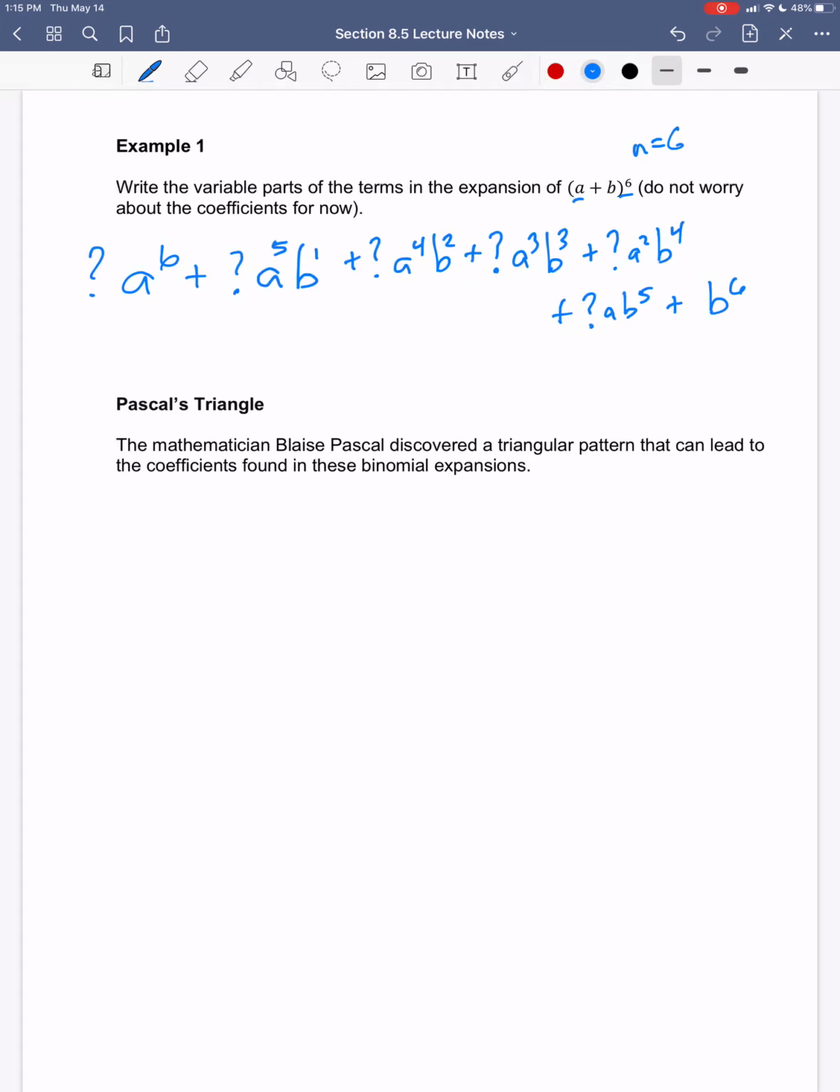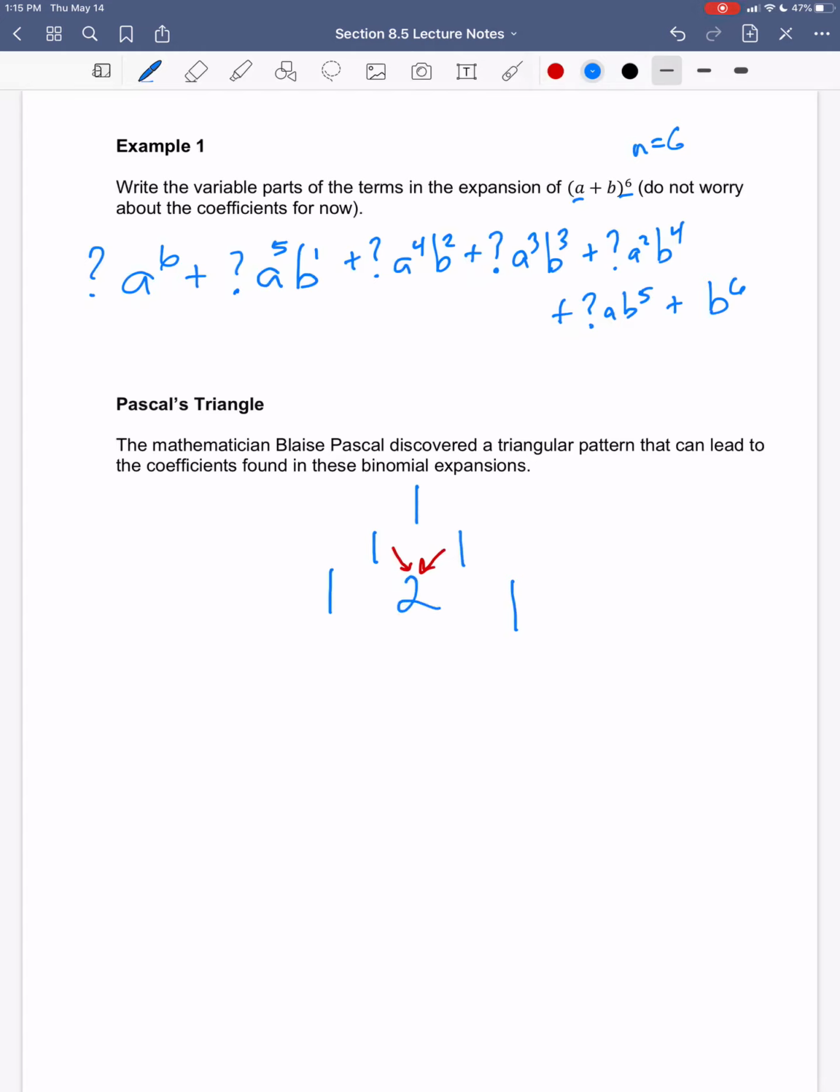Now, to find the coefficients, there's 2 ways we can do this. A mathematician, Blaise Pascal, discovered a triangular pattern that can lead to the coefficients that we've looked at here. The way this pattern works, it always starts with a 1 on the top. And then when I go down to the next row, I always move to the left a little and right a little. And the far left is always 1, the far right is always 1. So the next row I do the same thing. I move a little bit to the left and a little bit to the right, and those are 1s. This value in the middle, where it comes from, is I take the two values above it and I add them together. So 1 plus 1 is 2.